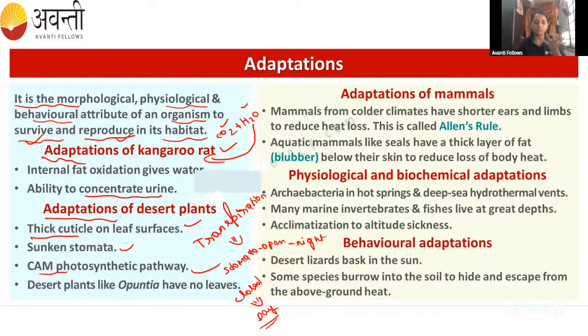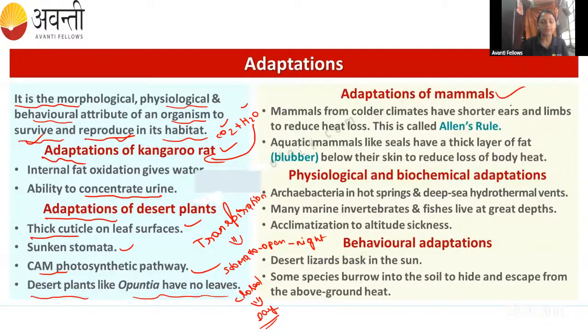If the stomata were open in the morning, the temperature will be high, and obviously water would evaporate. When it is open in the night, there is no high temperature, so the exchange of gases takes place at that time. Then coming to desert plants like Opuntia, they have no leaves because they modified the leaves into spines. This is about the adaptation.